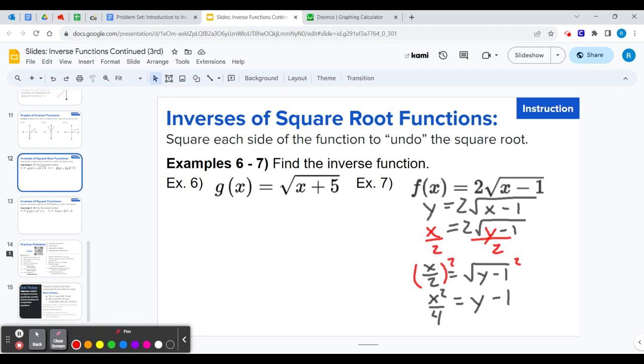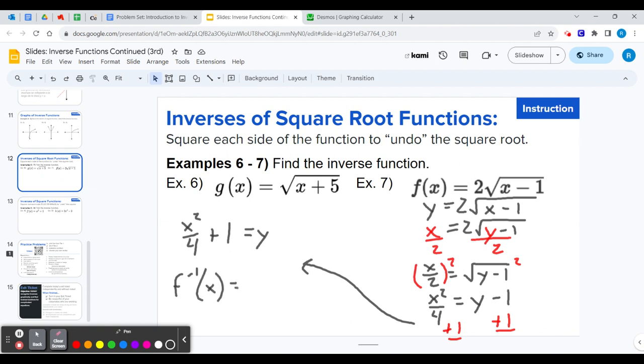And then we'll need to finish this off by adding 1 to both sides of our equation. Let me move this over to my left here so I have some open space. We then get x squared divided by 4 plus 1 equals y, which tells us that our inverse here is x squared over 4 plus 1.